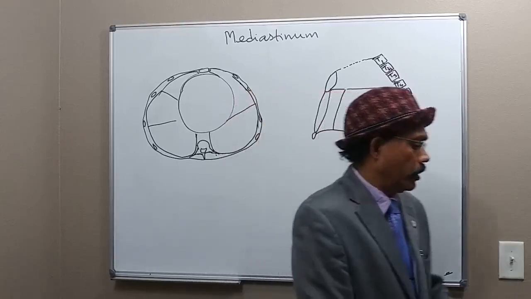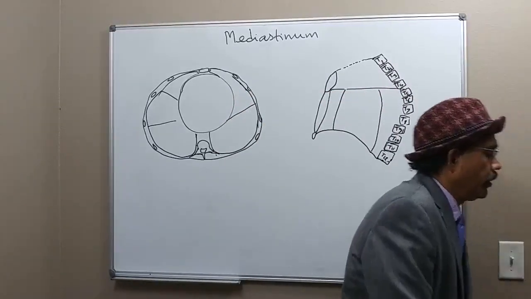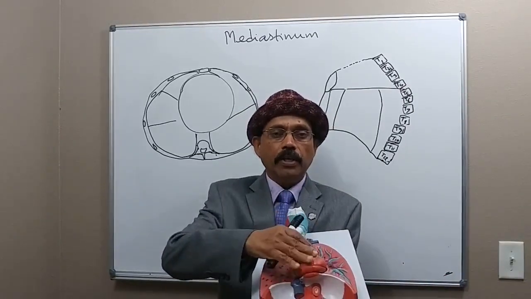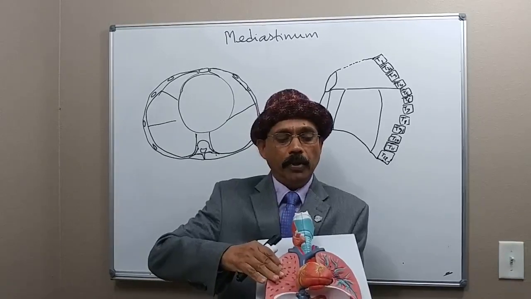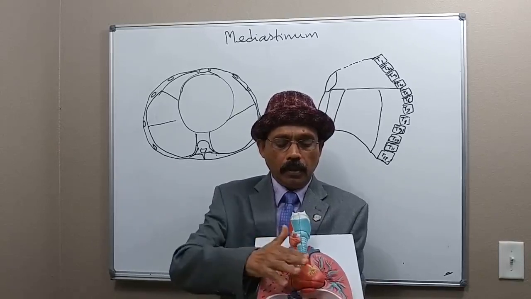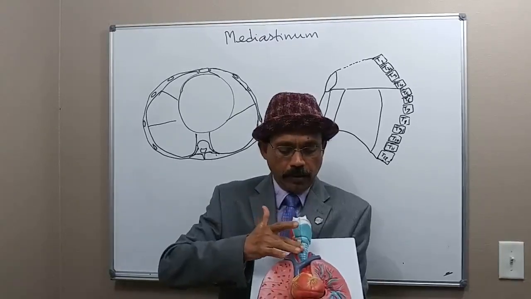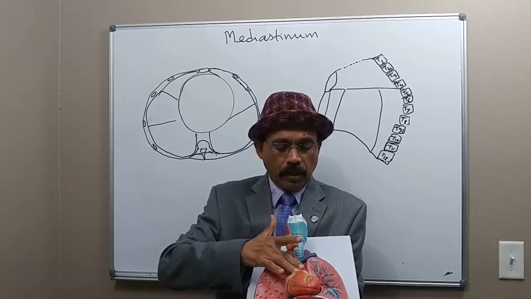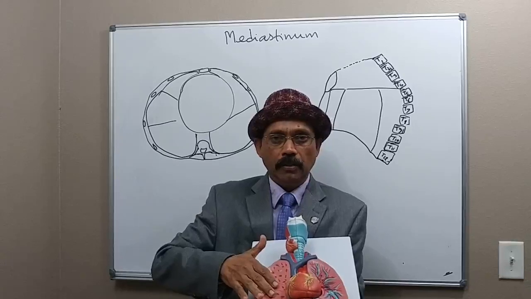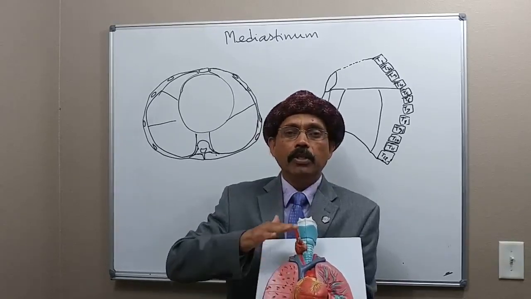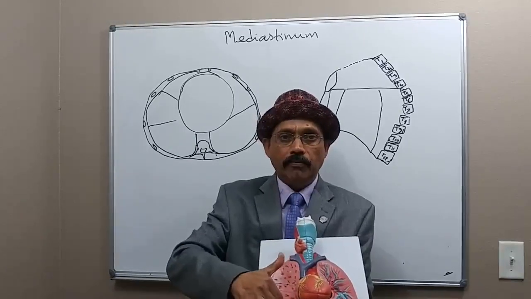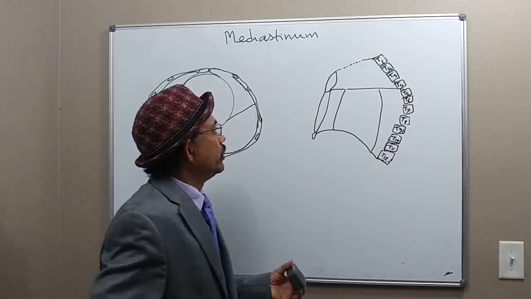If I go to the model here, this is the mediastinum. The lungs are not part of the mediastinum. The mediastinum includes the heart, the trachea, the arteries, veins, nerves, and lymph nodes, except for the two lungs. The mediastinum is bounded above by the thoracic inlet and below by the diaphragm. We'll discuss the mediastinum.